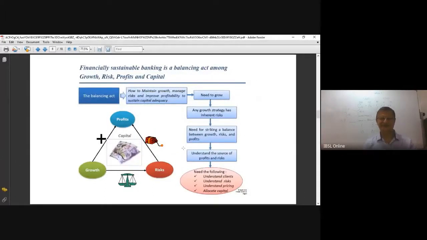Before coming to subjects, I go a little further on risk. Banks operate, I call it, a balancing act.